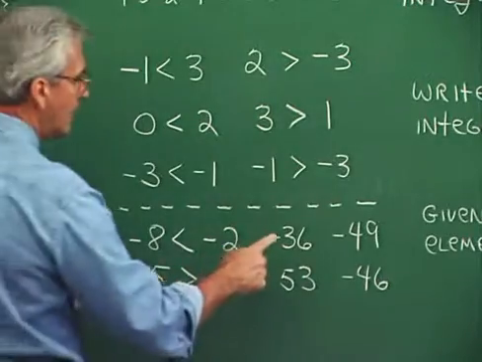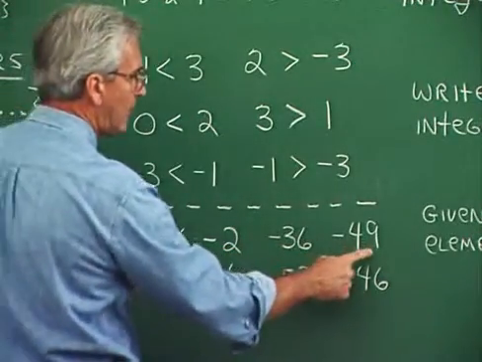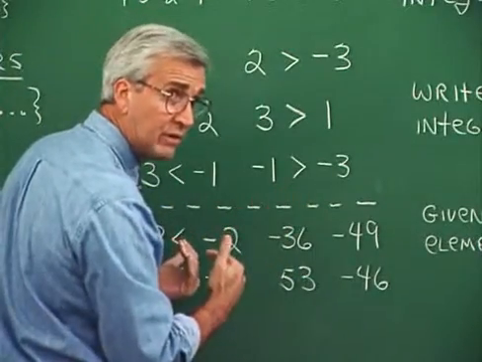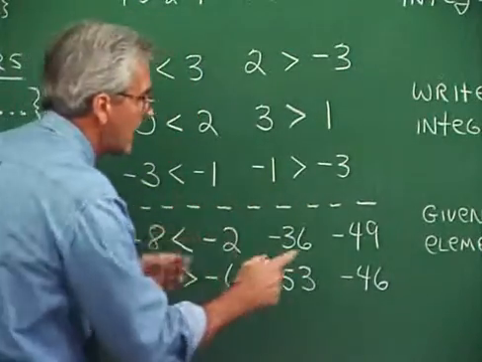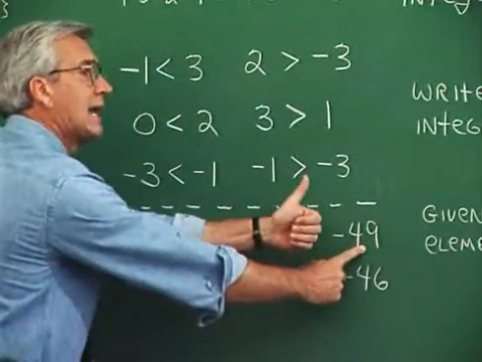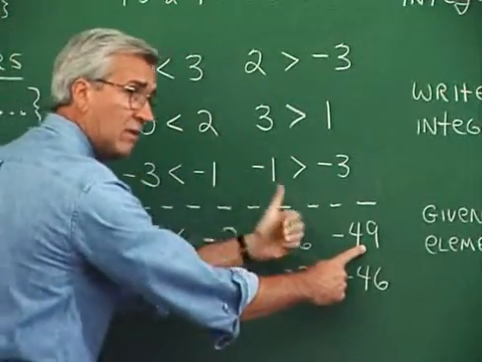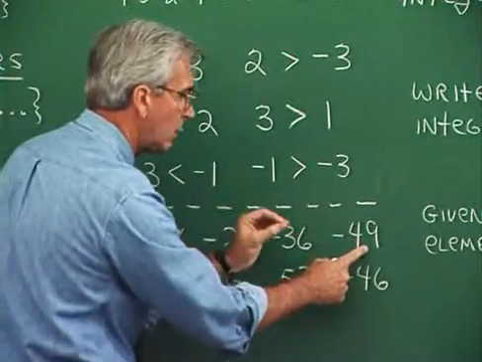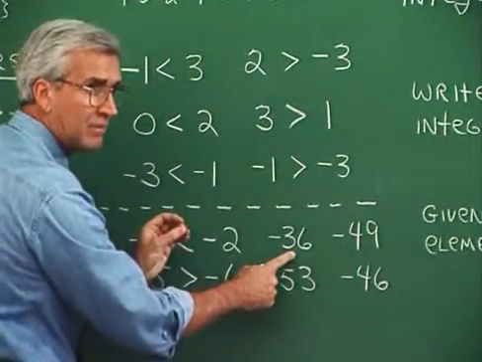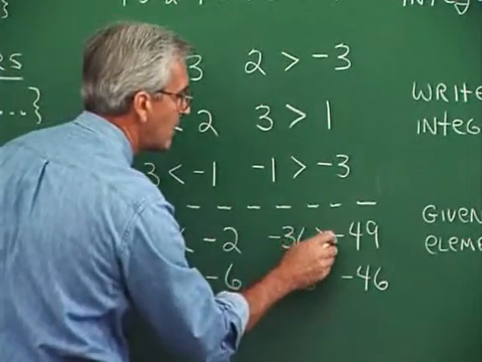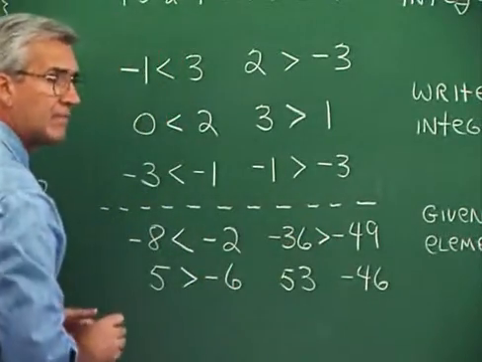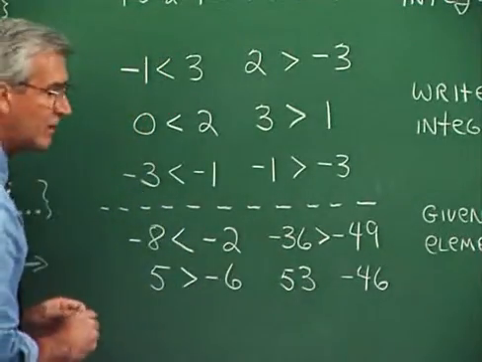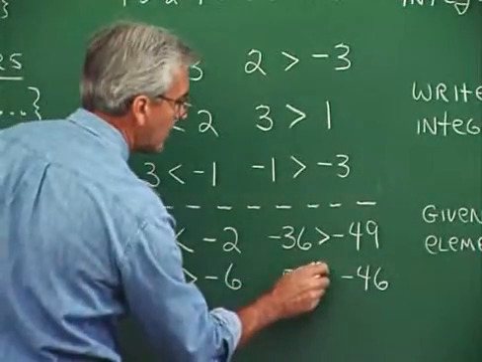Now here are two negative numbers, negative 36, negative 49. Which one lies further to the left is kind of the way to think about this. Negative 49 lies further to the left of negative 36. So negative 49 would be the smaller number. This would be the larger number. So negative 36 is greater than negative 49. And here we have two numbers. One's positive, one's negative. The positive number is always greater than the negative number.